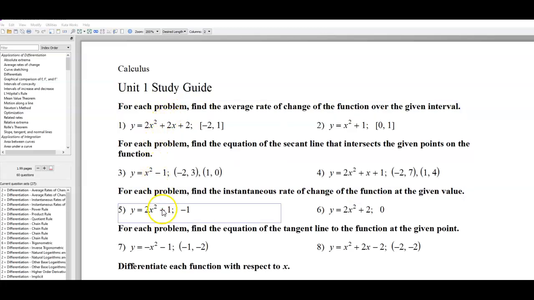I've also included odd problems that match the even problems that come after them in case you want a little bit of extra practice. And the answers for the odds will be included on your study guide. So let's go ahead and get started here. We'll go ahead and begin with number 2.